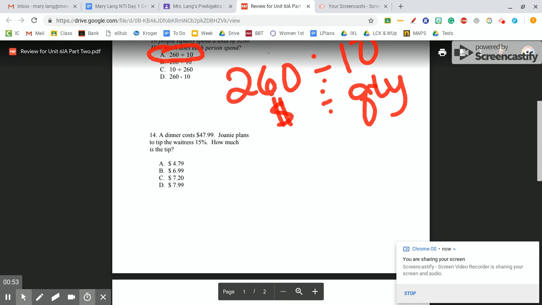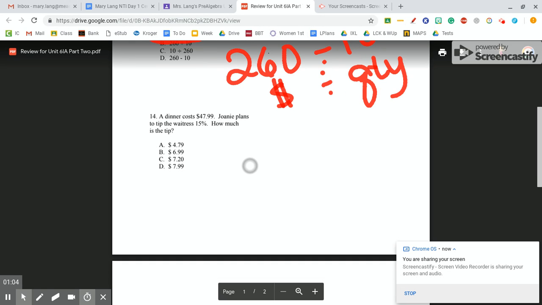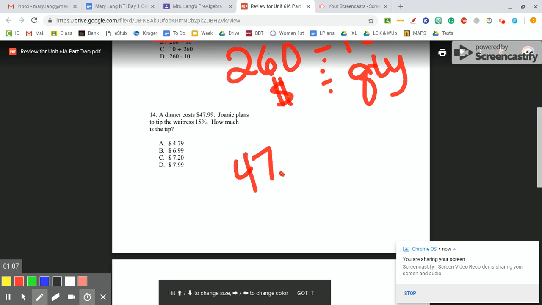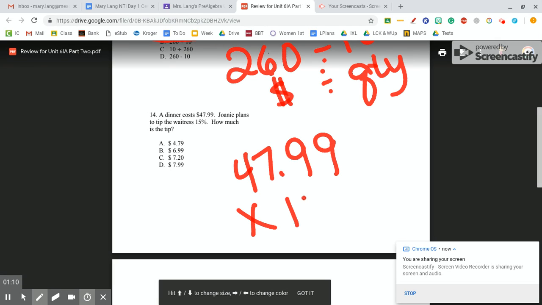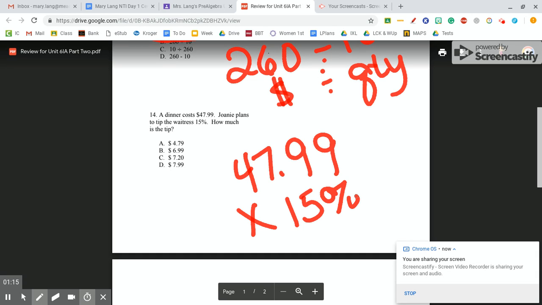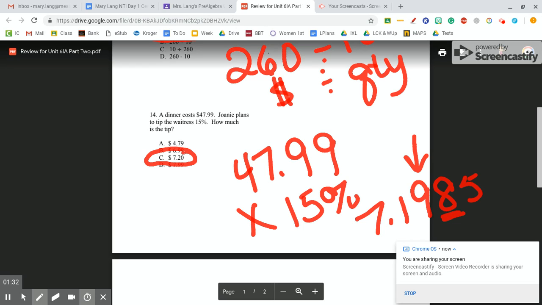Number 14, how much is the tip? So we're not looking for the total. We are looking for the tip. So it's easy. All we have to do is take $47.99 times 15%. So let me get my calculator. 47.99 times 15%. My calculator says 7.1985. So I have to round it. Since this is 5 or higher, I move it up. So C, $7.20 is my answer.